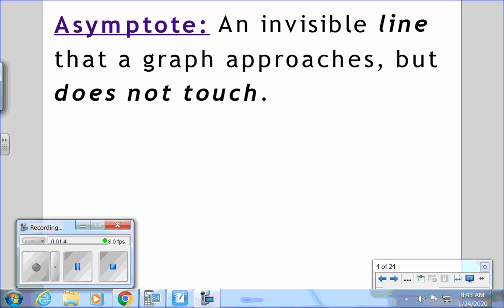It's a really funny word to try to say. Go ahead and try saying it. Asymptote. So if you're mad at your friend, you say, don't be an asymptote.